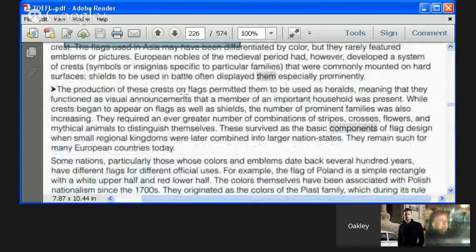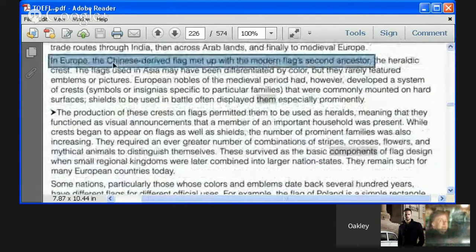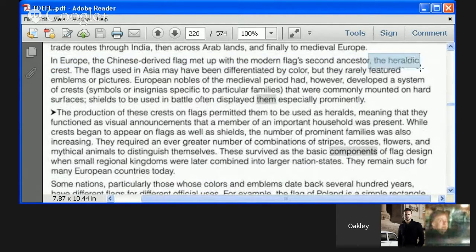Not at all. And frequently, I've got to tell you as well, they will give a lot of information, blah, blah, blah. This is classic English. Blah, blah, blah, old idea, Chinese flags, blah, blah, blah, new information, end of sentence, heraldic crest. Boom. There it is. You almost don't even have to skim anymore. When you see that, you know that's what it's about.